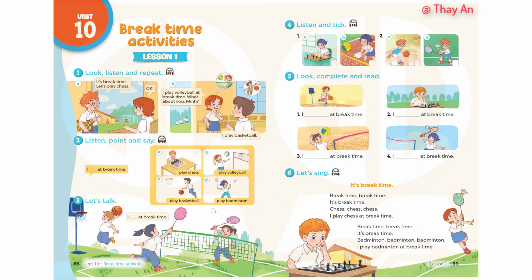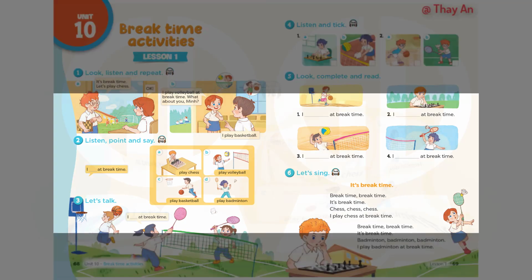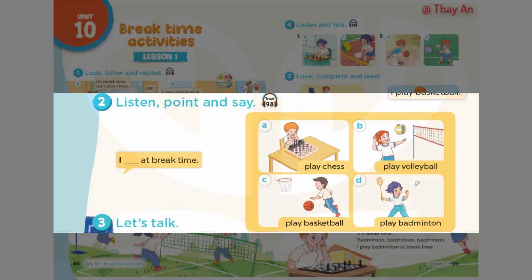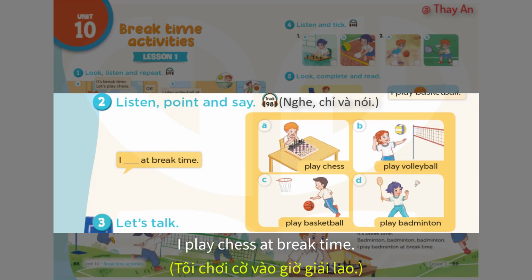Page 68. Lesson 1. Activity 2. Listen, point, and say. A. Play chess. B. Play volleyball. C. Play basketball. D. Play badminton. I play chess at break time.